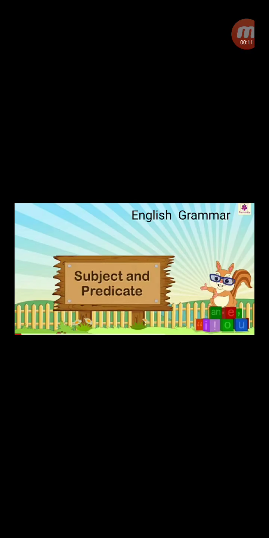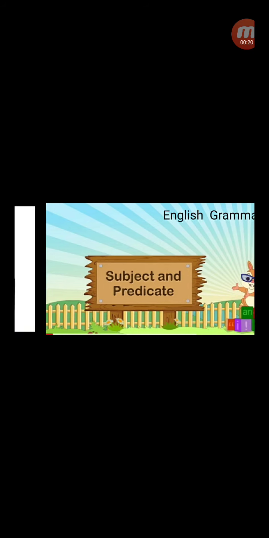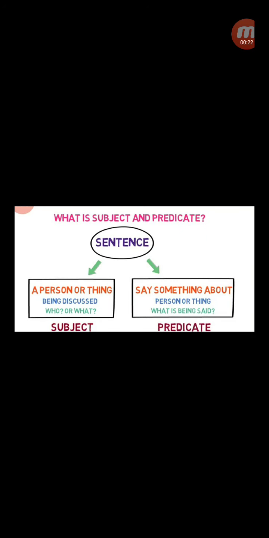Children, today in our session, we will be doing a topic from grammar, that is subject and predicate. Now let us know what is subject and what is predicate. Children, a sentence is divided into two parts, or we can say it is made up of two parts, that is subject and predicate.